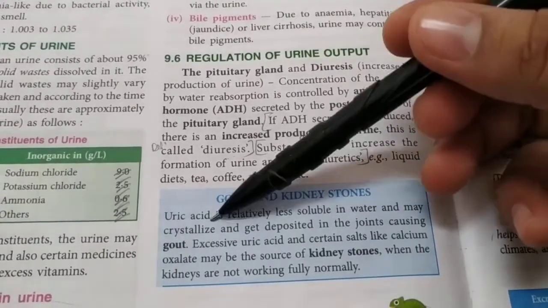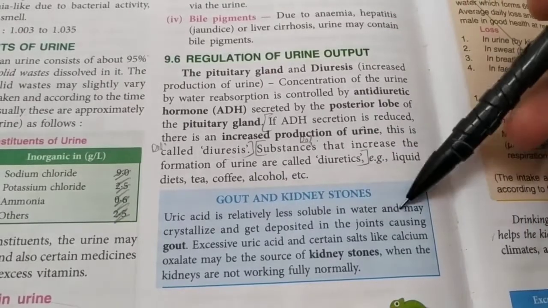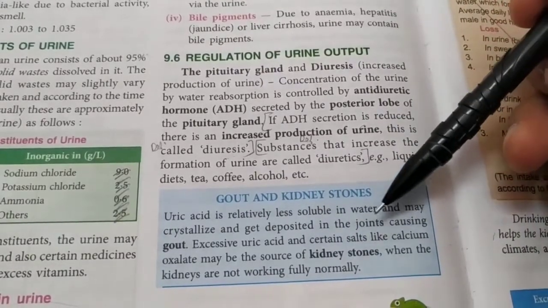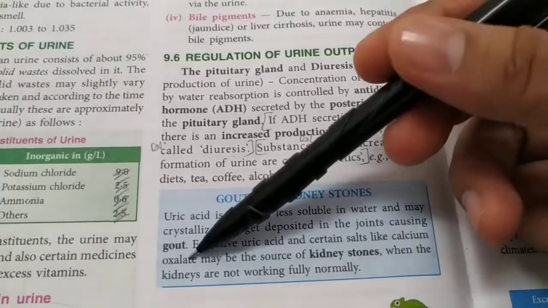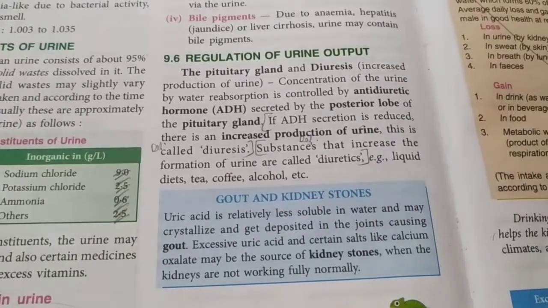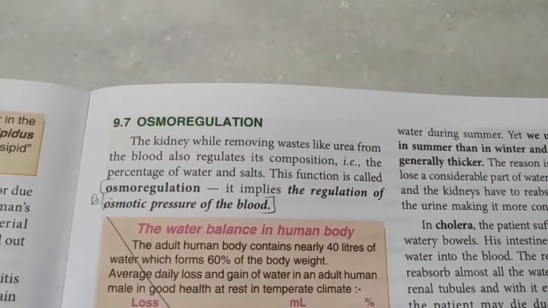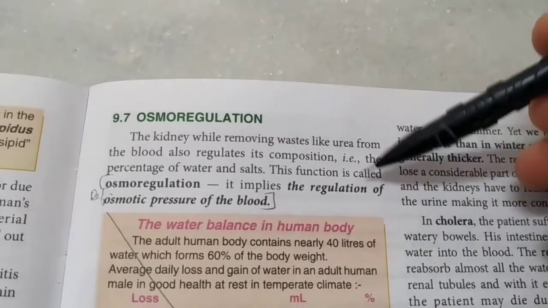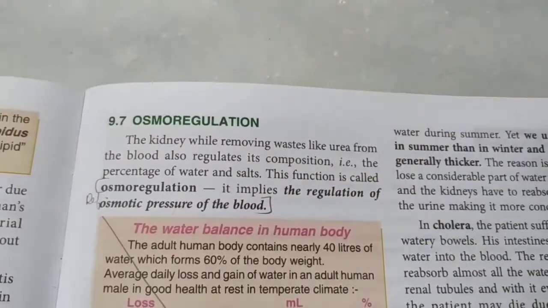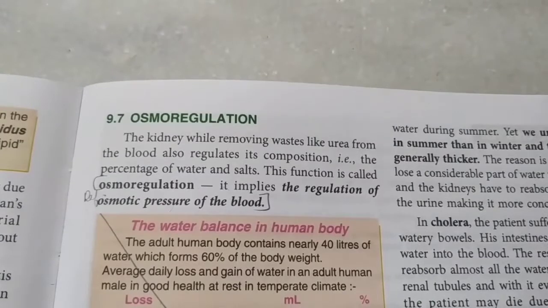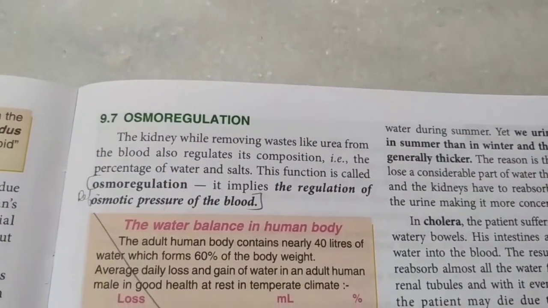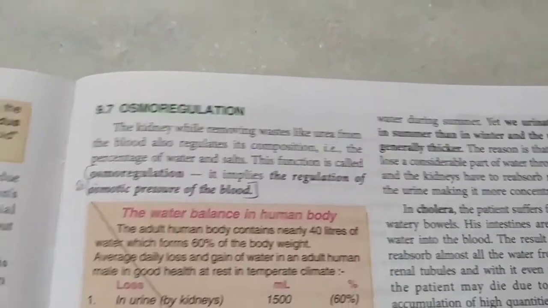Gout means uric acid is being deposited in the joints, which is causing pain. And kidney stones are caused if things like calcium oxalate get accumulated in your kidney. Now, urination is very important because by excreting water and salts and urea, we are doing osmoregulation. We are regulating the osmotic pressure of the blood. We are regulating the concentration of various things in the blood, which is very important for all our organs to function properly. That is why kidney is a vital organ.